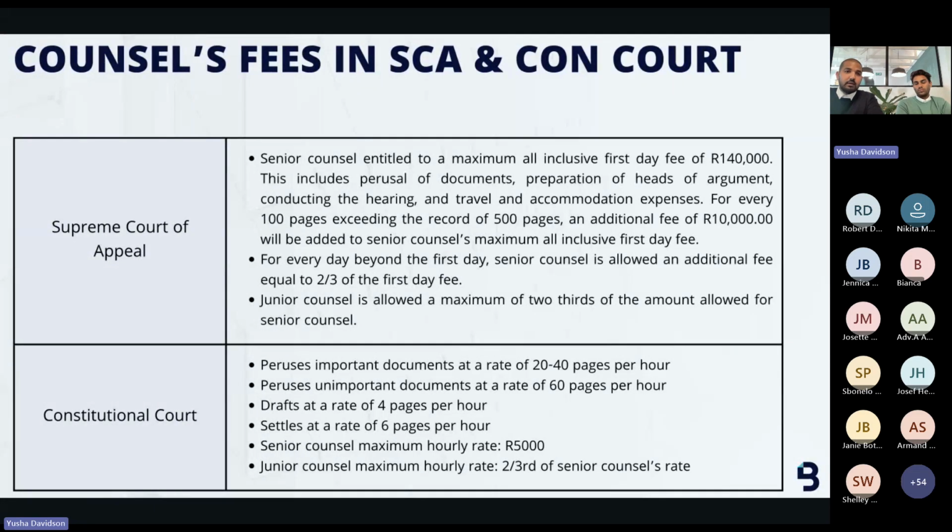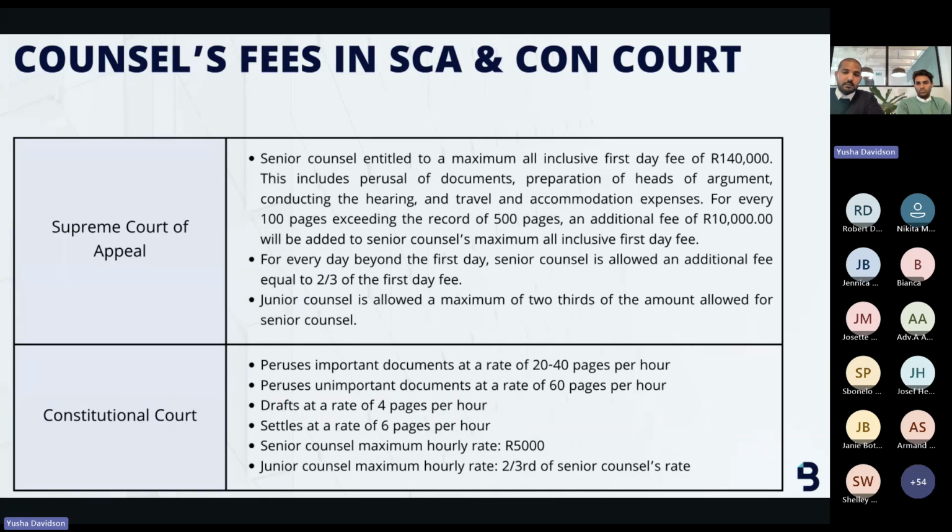When we look at the counsel's fees that are allowable in the SCA and the ConCourt, the same rules apply, which is Rule 18, that then governs the formal taxation process for the Constitutional Court and the SCA. Now, under Rule 18 of the Supreme Court of Appeal rules, senior counsel is allowed a maximum all-inclusive first day fee of 140,000 Rand. This is inclusive of all of his preparation and for any of the travel and accommodation and expenses that are incurred as part of that preparation.